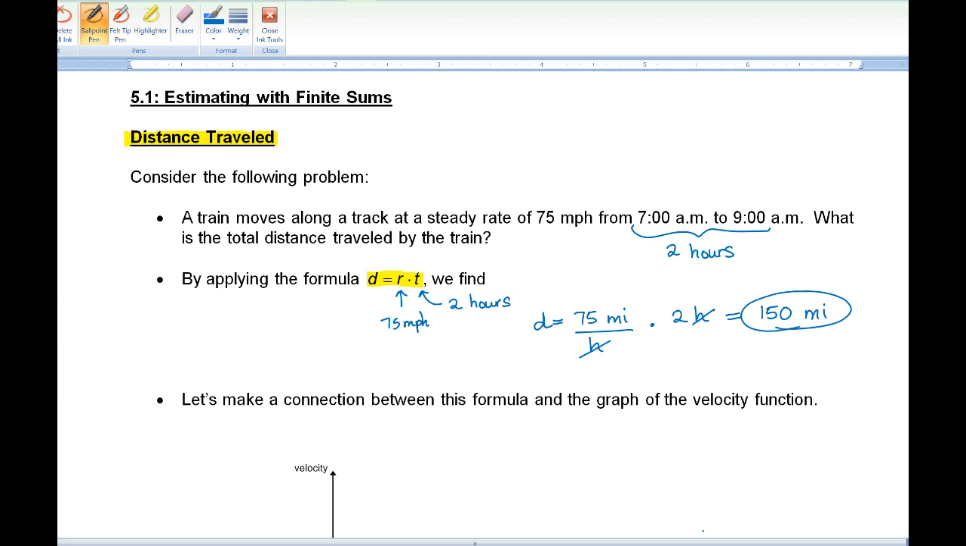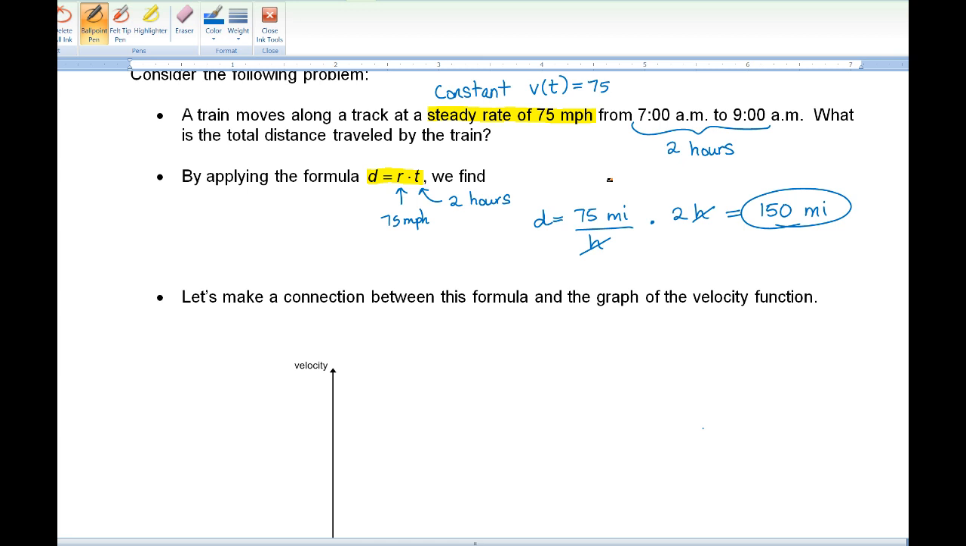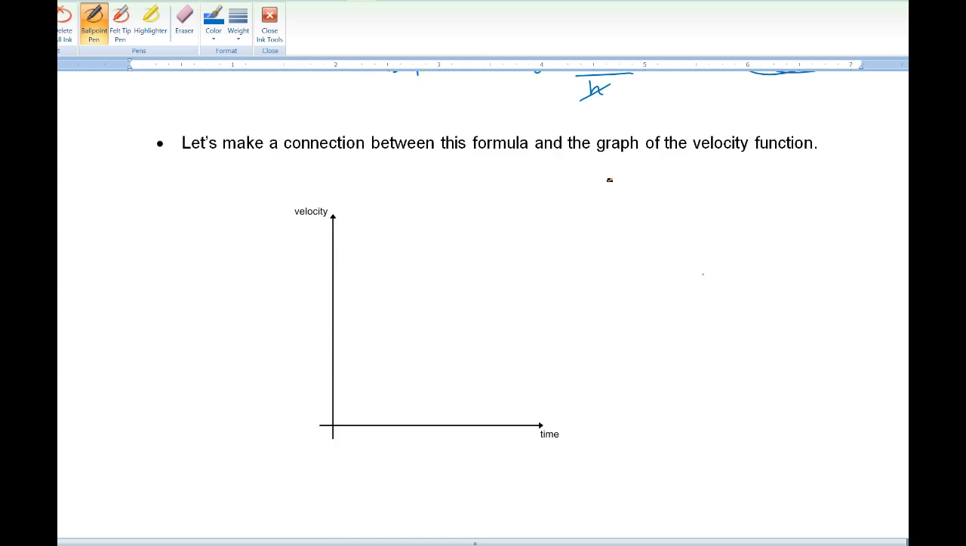Okay, so now we are going to make a connection between this formula and the graph of the velocity function. One thing that we need to note is that this is a steady rate. So steady is just another word for constant. So it says this is the velocity, and it's going to be 75 miles per hour. So if we were to graph this, here's 75, and it would just be a horizontal line.